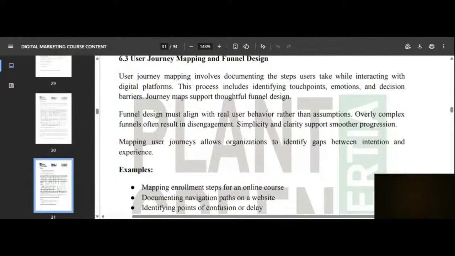So, this part, which is called user journey mapping, is about understanding the human side of marketing, to understand the customer side, to understand the customer's experience and the customer's behavior.